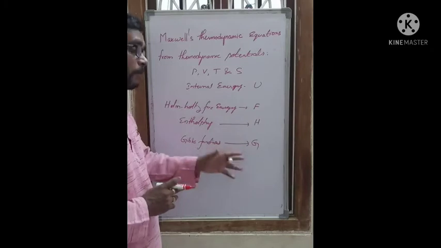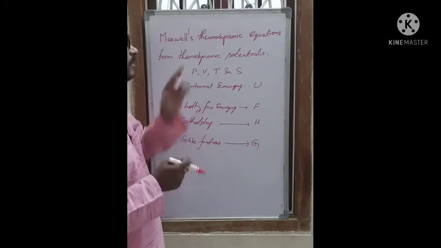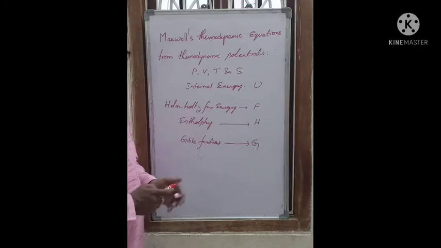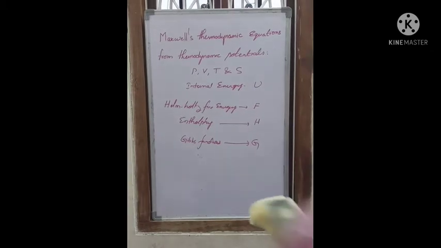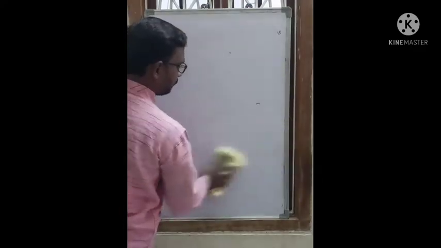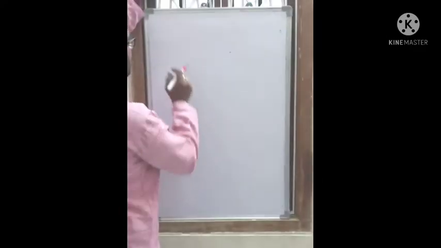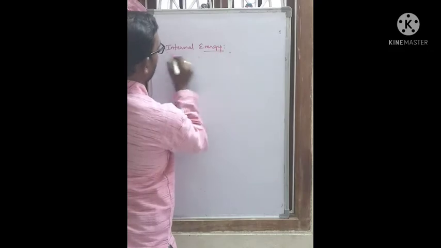So with the help of thermodynamic potentials, we are going to derive Maxwell's thermodynamic equations one by one. Okay, so let us see here. First one. So let us see the first one, Maxwell's first law of thermodynamics. That is what we will derive from internal energy. With the help of internal energy, we are going to derive Maxwell's first law of thermodynamics.